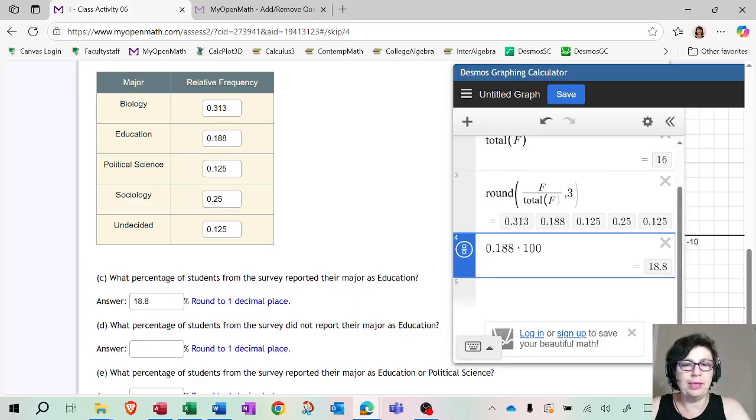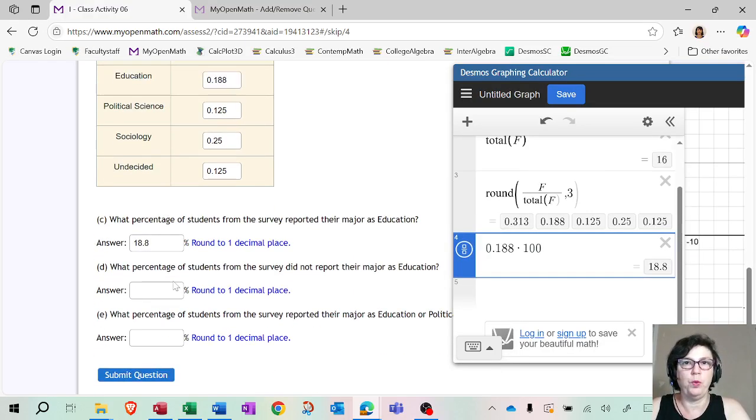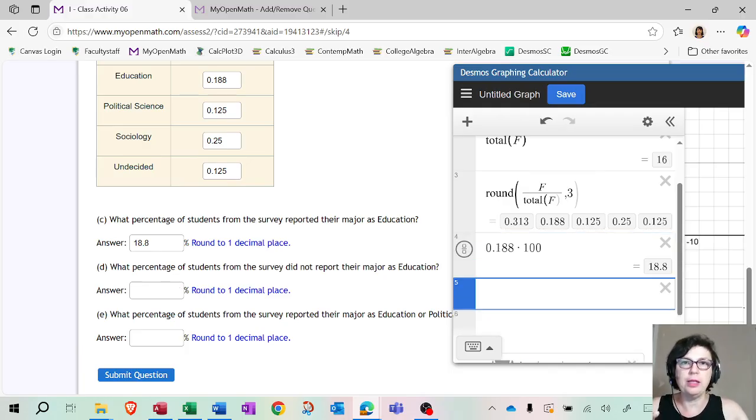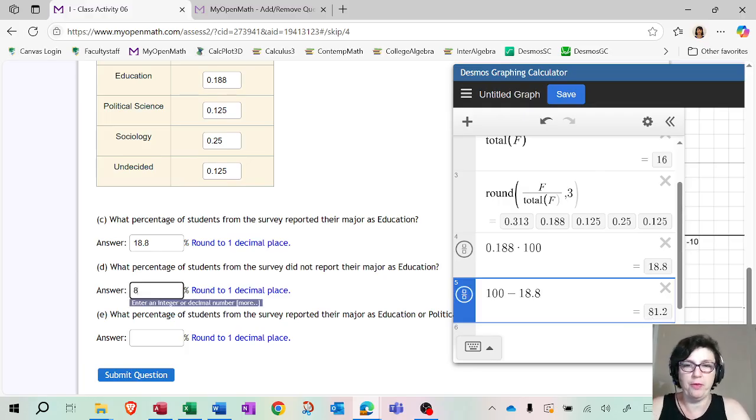Anytime it says something like the second question, what percentage of students did not report, the word not means that it's everything but this. Because the total is always 100%, anything that says not this, you just subtract from 100. Whatever we just found, 18.8%, the rest is going to be everybody else. So that would be 81.2%.